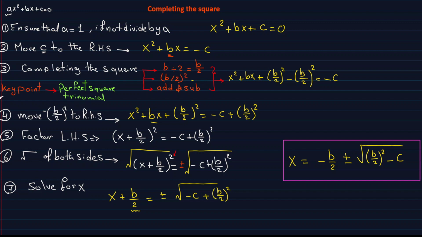Then we're gonna square root both sides of the equation, and over here we're gonna have our key solution. We will get two solutions for x because of the plus or minus that we are getting from the square root of the right hand side of the equation. Last thing we're gonna do is solve for x, and from here we get this formula.